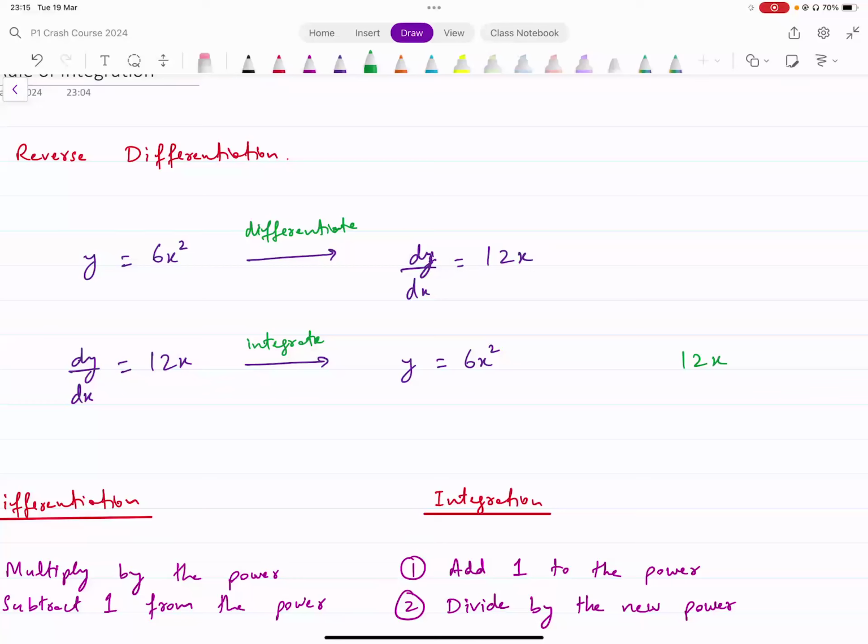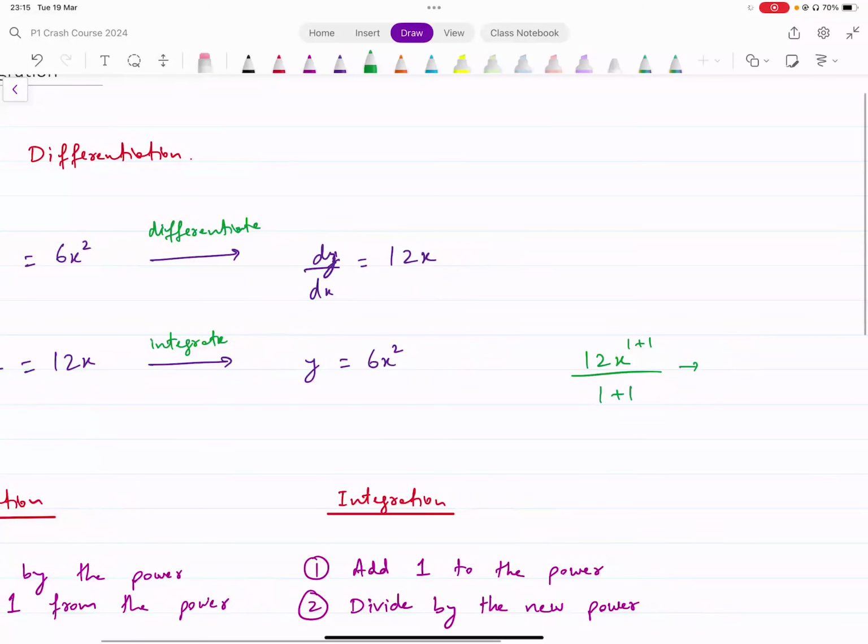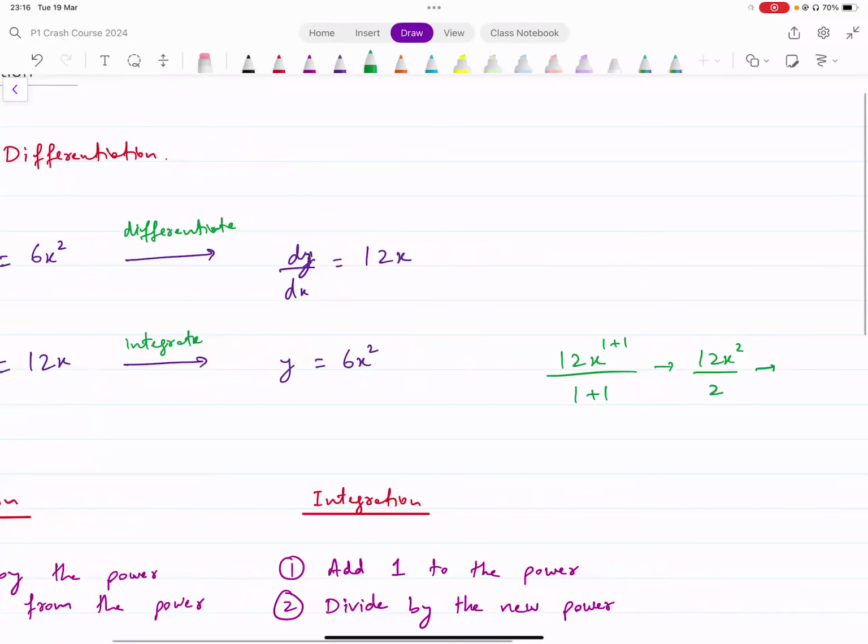It's x raised to power 1. You add 1 to the power, so it becomes 1 plus 1. And then you divide by that new power, so you divide by 1 plus 1. What does that give you? 12x squared over 2, and that simplifies to 6x squared. And you get that original function back that you were looking for, y equals 6x squared.